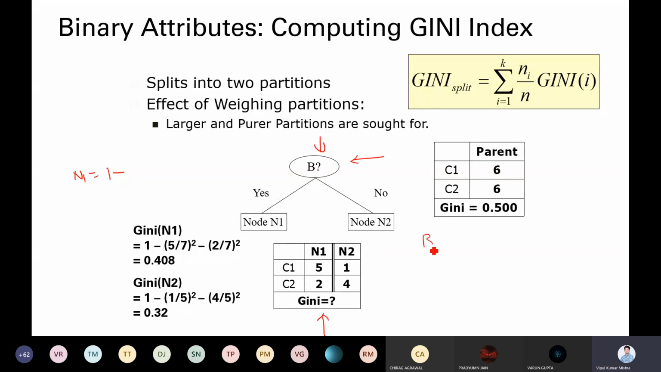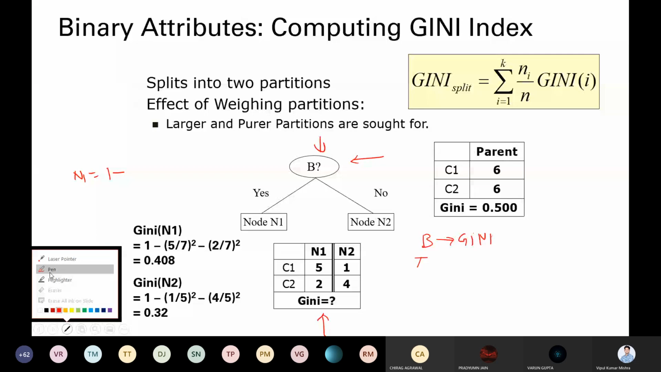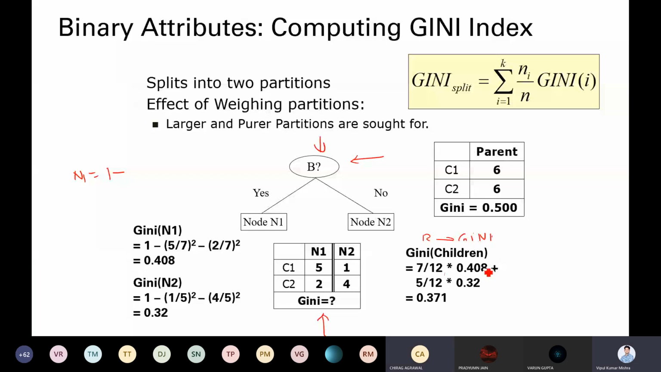How will you compute the Gini impurity for B? That is the parent node. The weighted average. How will you compute it? We'll simply compute the weighted average: 7 by 12 times 0.408, plus 5 by 12 times 0.32, and that will become the Gini impurity for B, right?